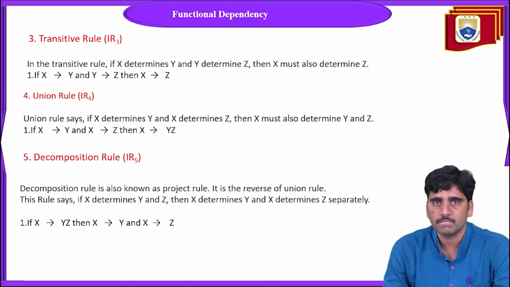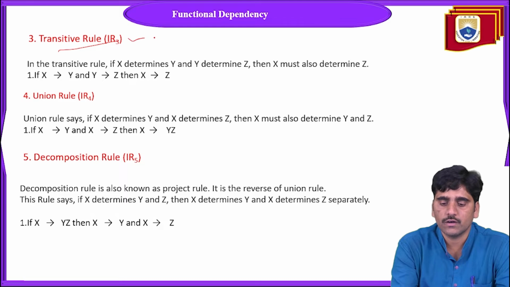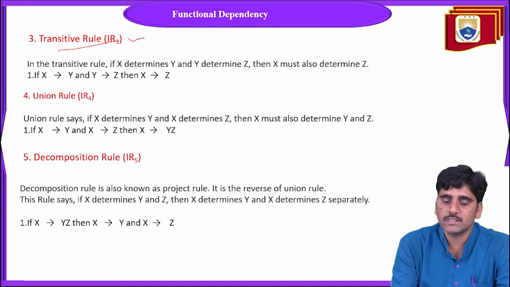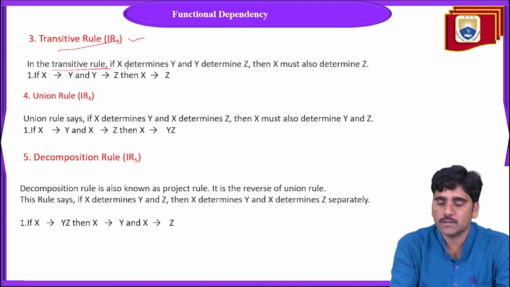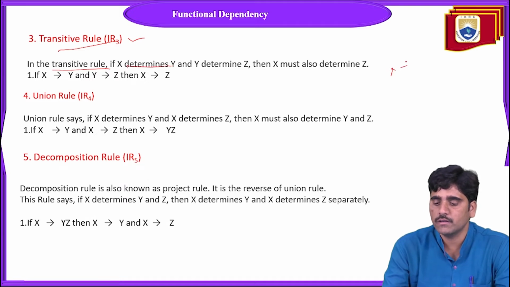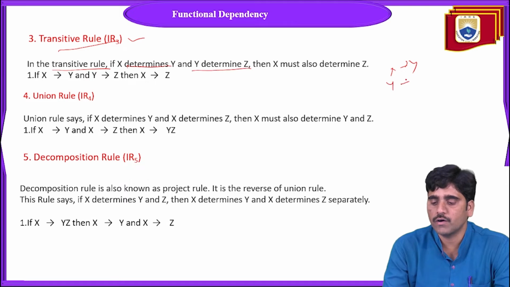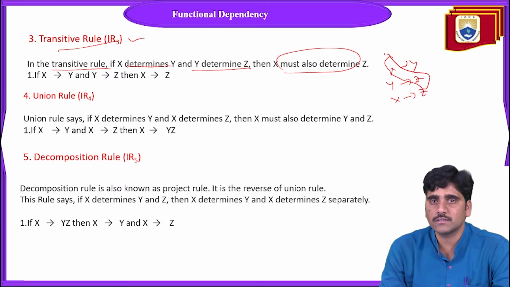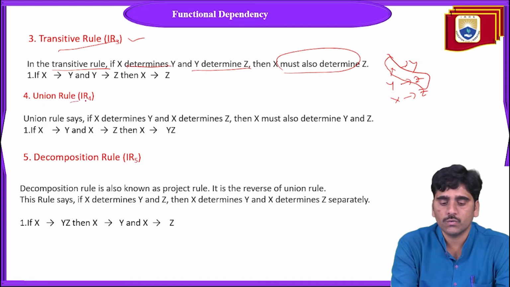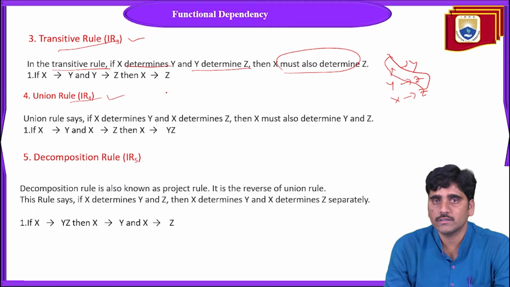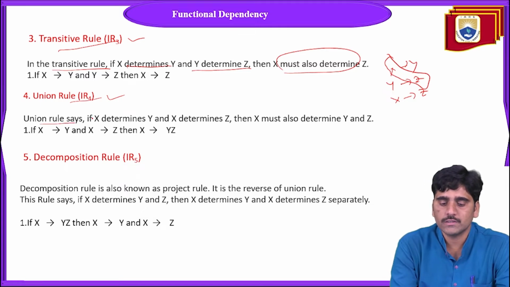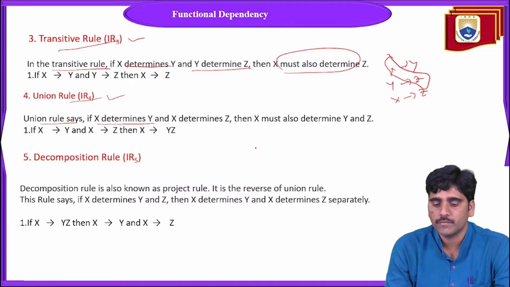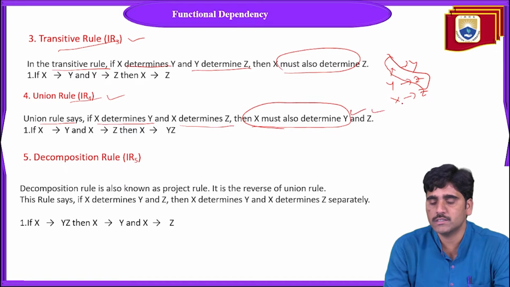The next one is the transitive rule, IR3, inference rule 3. The transitive rule says that if X determines Y and Y determines Z, then X must also determine Z. This is called the transitive rule. And the union rule, IR4, inference rule 4, says that if X determines Y and X determines Z, then X must also determine Y and Z.